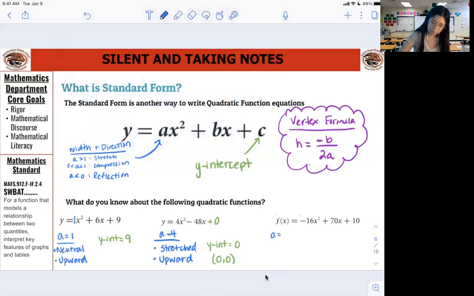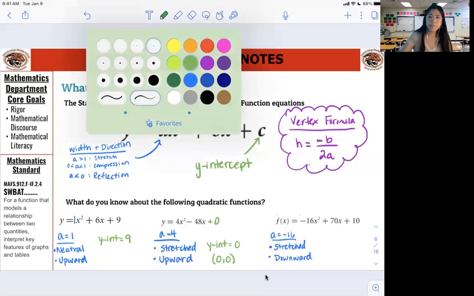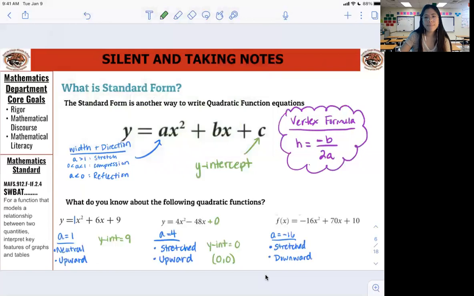Our A is reflected and is stretched. Good. Also stretched downward. Beautiful. And what else? Where's the y-intercept? 10. So that's 0, 10. And the first one, that would be 0, 9. Questions on standard form? We're going to do the same thing, couple practice problems, and then we'll move on to factored form.